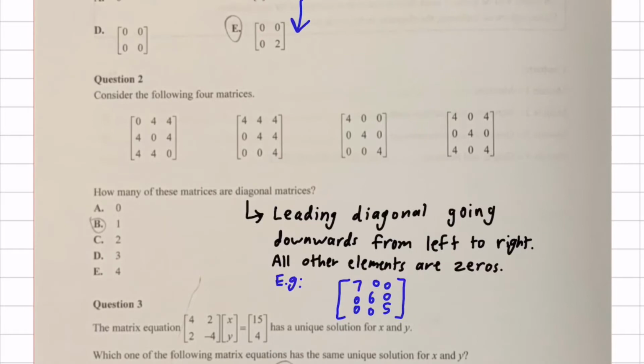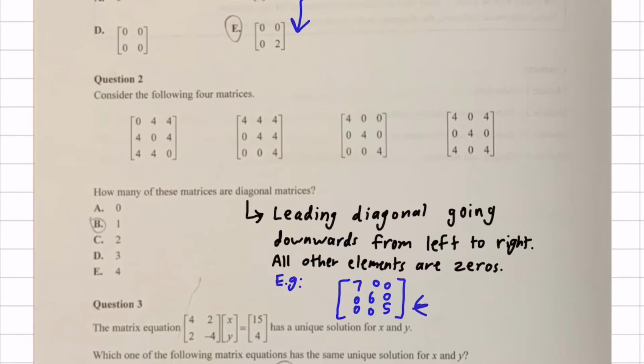Question number 2, consider the following four matrices. How many of these matrices are diagonal matrices? So somewhere in your notes you should have the definition for a diagonal matrix. The definition is a leading diagonal going downwards from left to right, and all other elements should be zeros. I've got an example here.